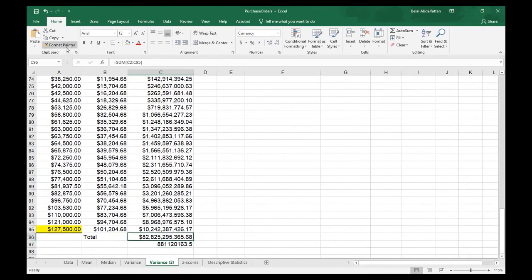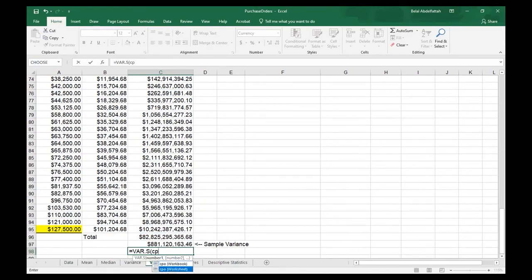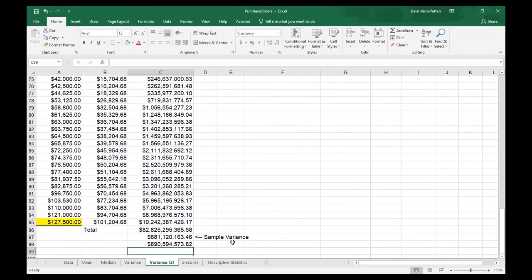So let me just go ahead and format this. And this would represent the sample variance. Now, just to validate, I could say VAR.S, and this is going to be the shortcut formula to use. And I have a named range for that. So that is called cost per order. Select that, enter. And let's see, there's a difference here. So when I did the VAR.S, I got this value, but when I did it manually, I got this value.